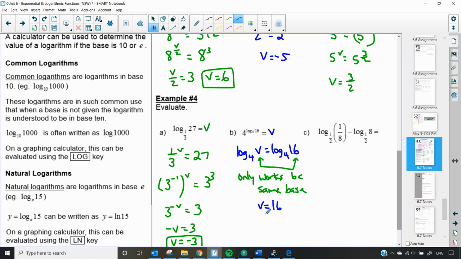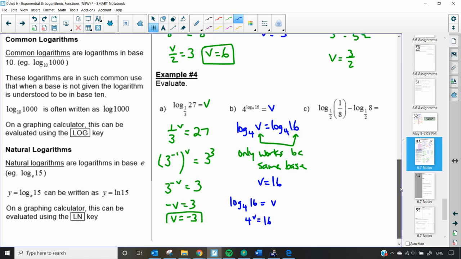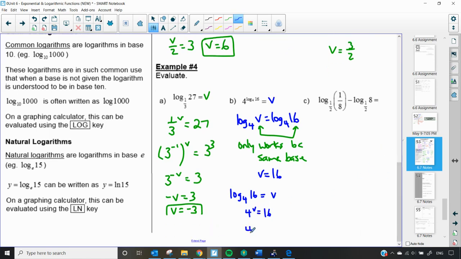Now, another way to evaluate this question would be to take log base 4 of 16 and evaluate that. So if we have log base 4 of 16, set it equal to v, 4 to the v equals 16. So that would mean that 4 to the v equals 4 squared. So we know v equals 2. And then we could plug that back into here. And so that would give us 4 to the 2 equals v. So in other words, v equals 16.